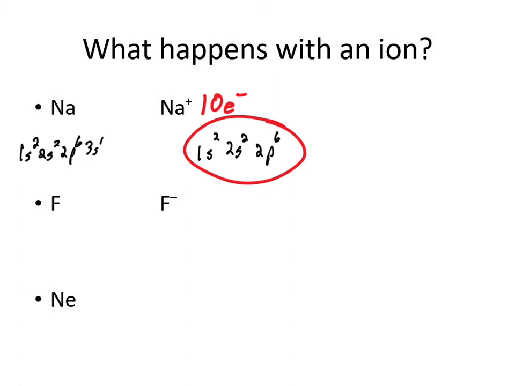Then let's do F real quick. How many electrons for F? 9. So then, if I've got a -1 charge, what would that get me to? Awesome. So I have 10 electrons. What will my configuration look like? Exactly. The same exact thing. So 1s2, 2s2, 2p6.